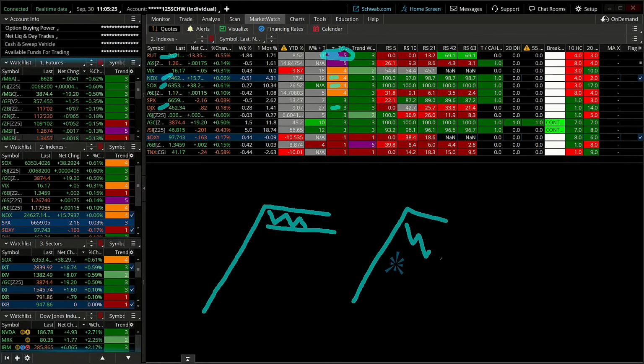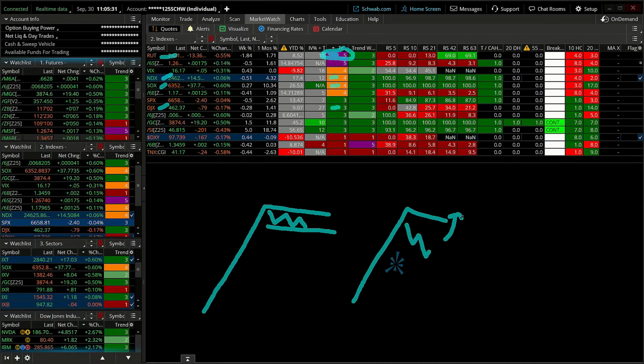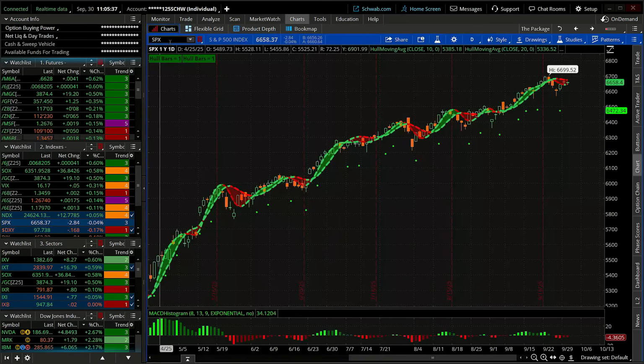Now, when you look at the S&P being trend 3, that's probably a better example where it's pushing back up a little higher. So far, we'd probably say that the S&P 500 is doing a little bit stronger. Let's pull them up, see what they look like.